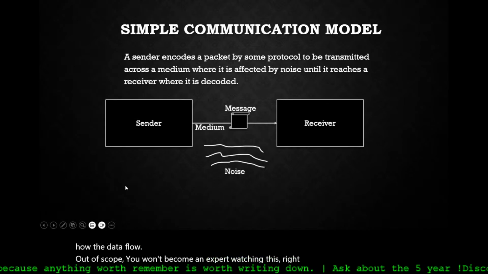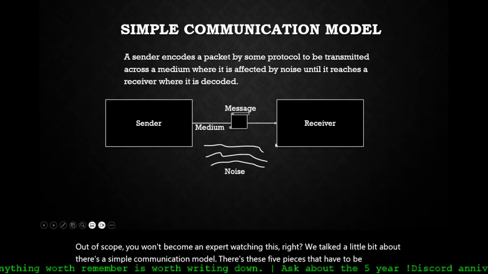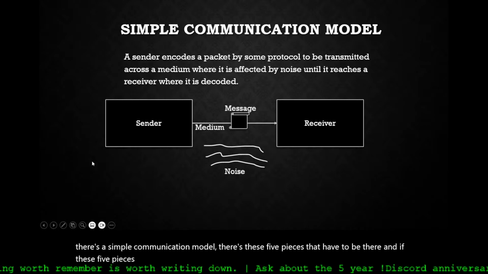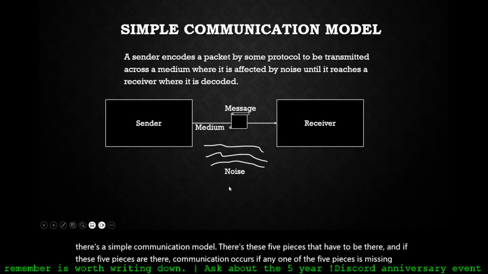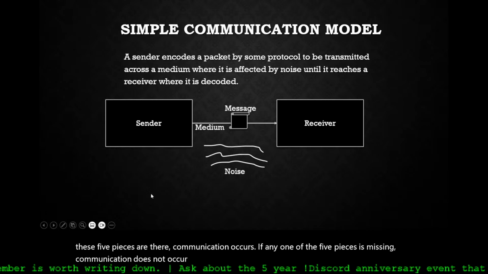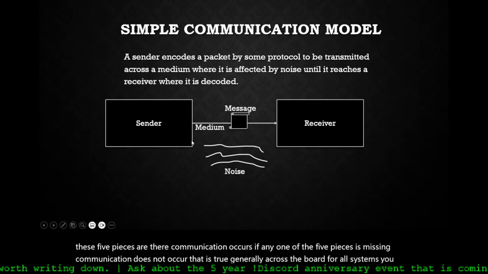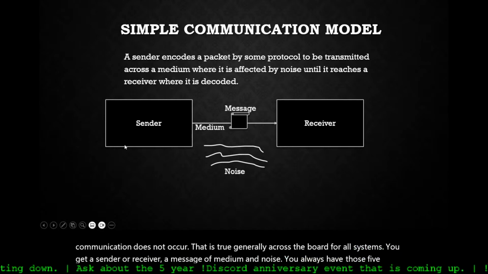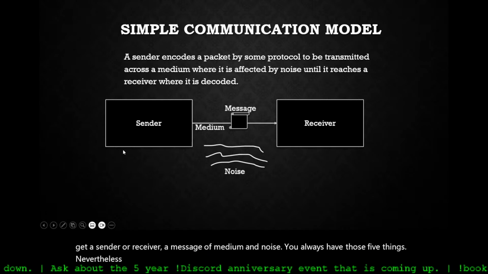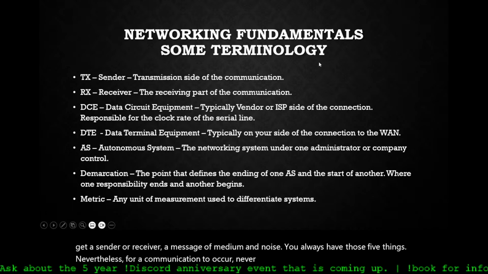We talked a little bit about a simple communication model. There's these 5 pieces that have to be there. If these 5 pieces are there, communication occurs. If any one of the 5 pieces is missing, communication does not occur. That is true generally across the board for all systems. You've got a sender, a receiver, a message, a medium, and noise. You always have those 5 things. Never less for a communication to occur. Never. All right.